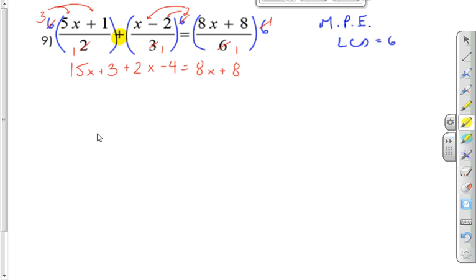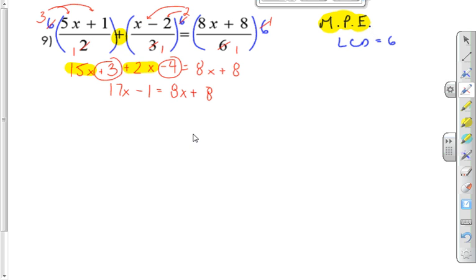So the heavy lifting is done. You now have worked through using the multiplicative property of equality. We've created an equivalent equation that has the same solution, but we don't have to deal with any fractions. So we'll look for like terms and collect those together. This would be 17x, some like term constants here, minus 1 is equal to 8x plus 8.